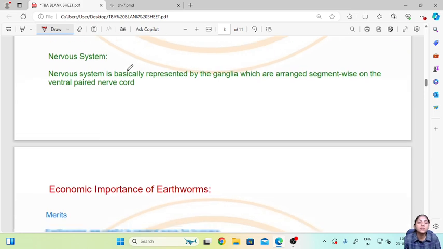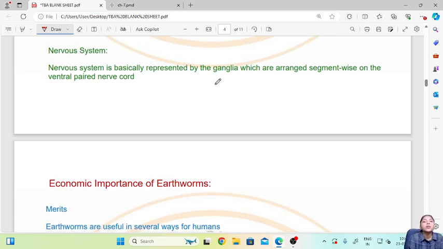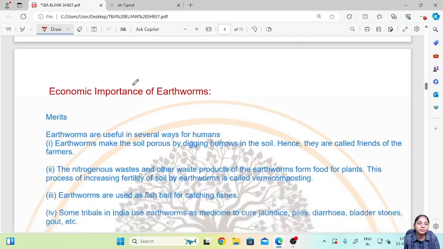Nervous system is basically represented by the ganglia, which are arranged segment wise on the ventral paired nerve cord of the earthworms.